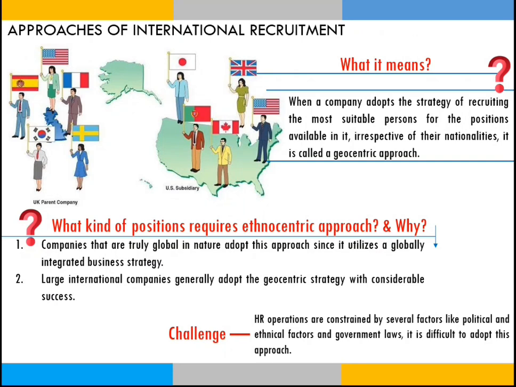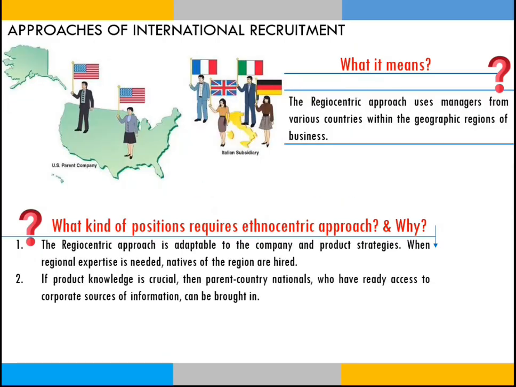Right now, this seems to be quite a mixture of everything. Sorry, the home country here is the UK. The parent company is in the UK, as you can see in the picture, and the subsidiary company, that means the host country, is the United States. In both countries, the home country as well as the host country, you see people from all across the globe being employed. It's not just people from that particular country. You have a mix of everything: people from that country, people from other countries.